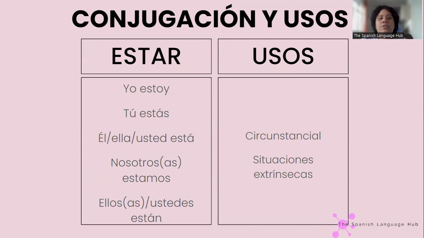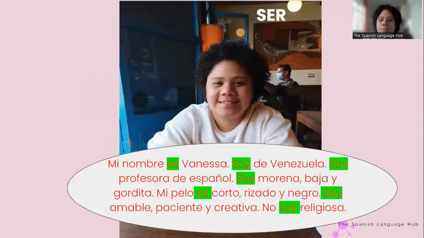For now, the conjugation. Yo estoy, tú estás, él, ella, usted está, nosotros, nosotras estamos, ellos, ellas, ustedes están. Let's start with examples. So, here I'm describing myself.